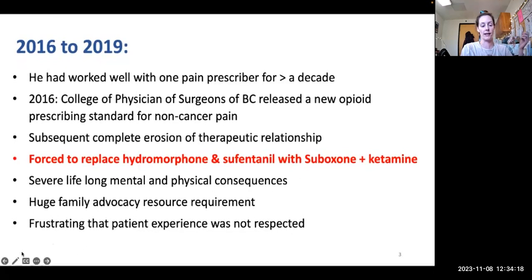And the worst thing was that Ross knew what worked. He knew opiates such as hydromorphone and sufentanil worked. He had been on these for 25 years, and because we were not able to have a good relationship, it was so hopeless. Like, no one was listening, and we were forced to be put on all these drugs. So next slide.